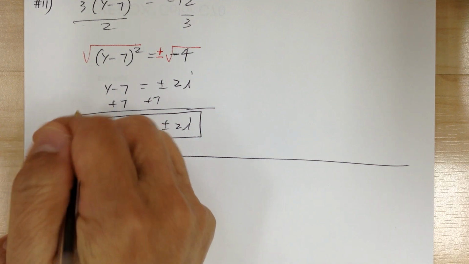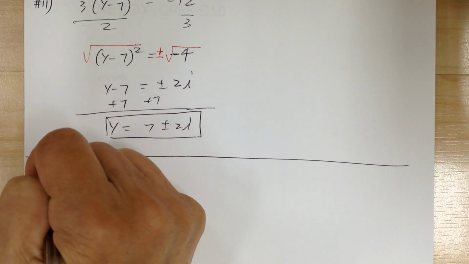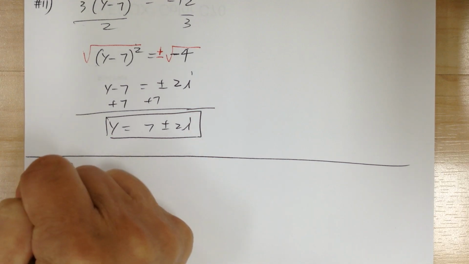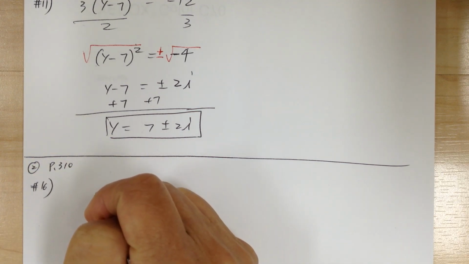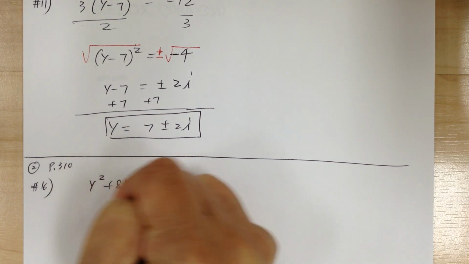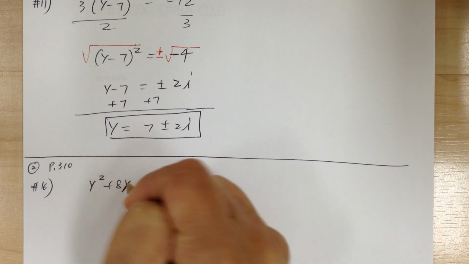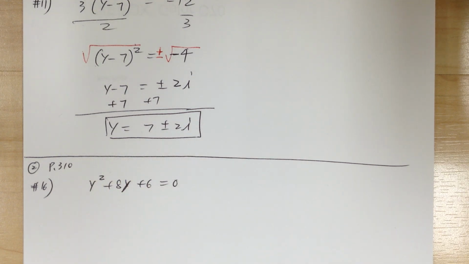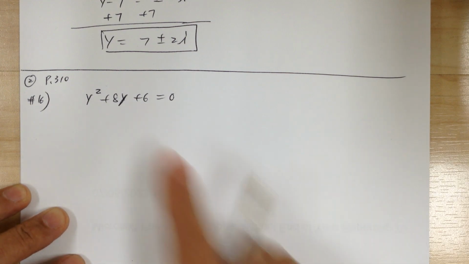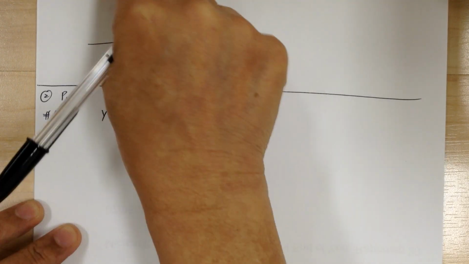Okay, let's go to the second item on the list. Again, this is from page 310, and let's do number 16. So you have y squared plus 8y plus 6 equal to 0. The instructions are solve by completing the square, so make sure you know the method. Basically you want to get to a certain point first.